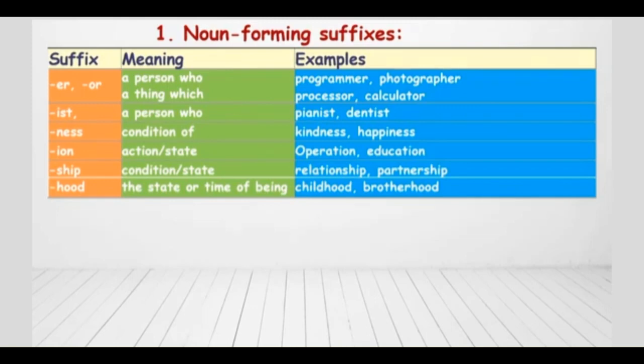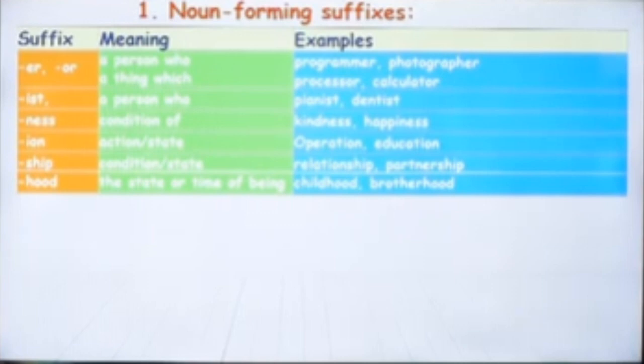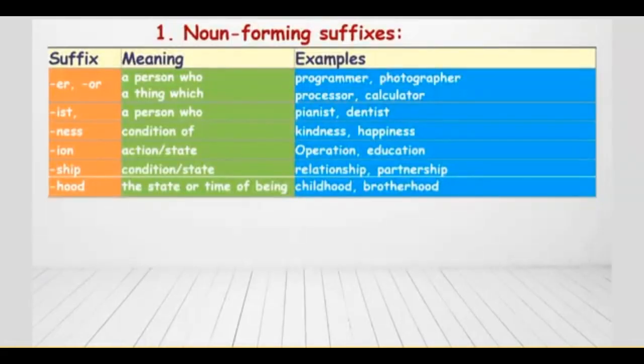Another suffix is ness. Ness means condition of. We have kind or kindness. Kind is the adjective and kindness is the noun. Notice here we are forming nouns. Kind, kindness. Happy is an adjective and the noun is happiness. Crazy, craziness. Lazy, laziness. And there are many adjectives that can turn into nouns using the suffix ness, N-E-S-S.